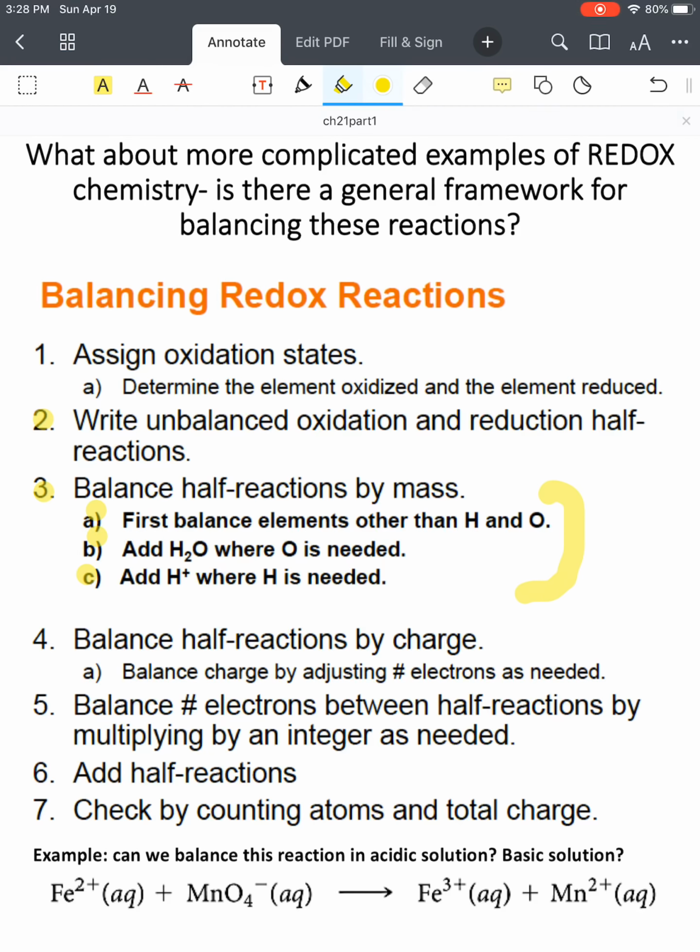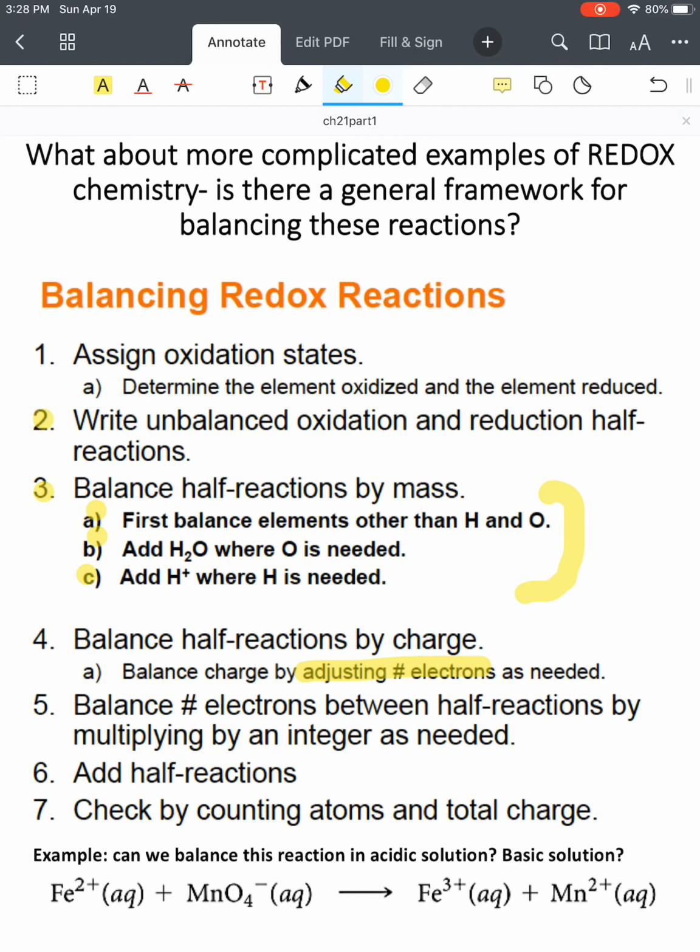Next, we're going to balance half reactions for charge. We're going to do this by adjusting the number of electrons as needed. We write the electrons as either a reactant or product, and then we adjust the number that we have by multiplication by some integer, such that the number of electrons in the oxidation and reduction half reactions balance out, cancel out.